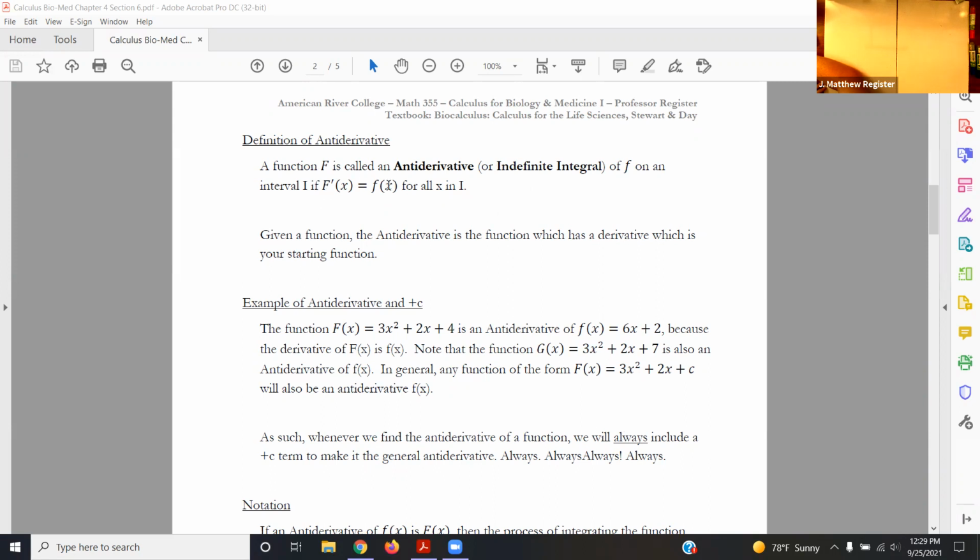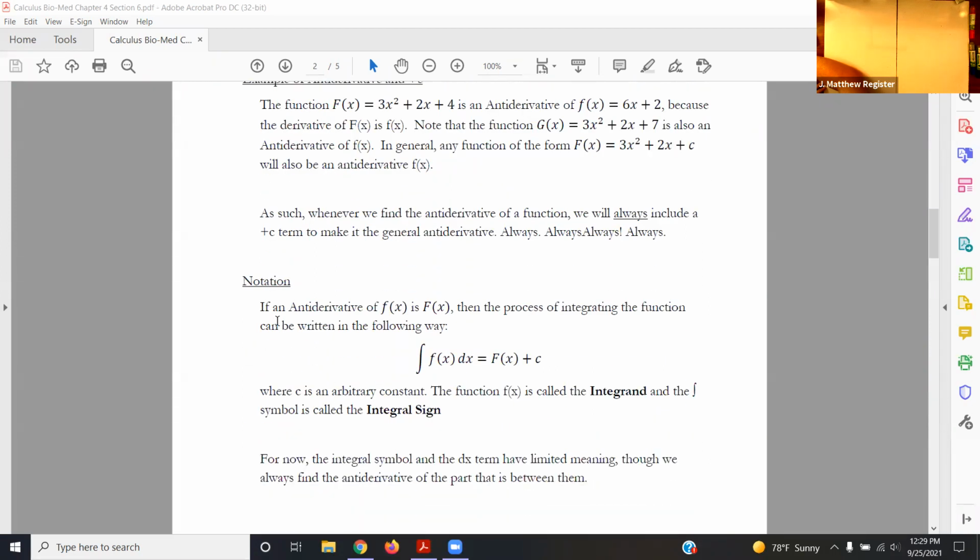Now, because having a big F and little f can get confusing, we have a notation for this. If an antiderivative of little f is big F, then the process of integrating the function can be written this way. The integral of little f of x dx is equal to big F of x plus c. This symbol is called the integral sign, and it's kind of like a stretched S almost. You can see that it starts curving downward, and then it goes flat, and then it curves upward at the bottom. We will also always have this dx at the end.